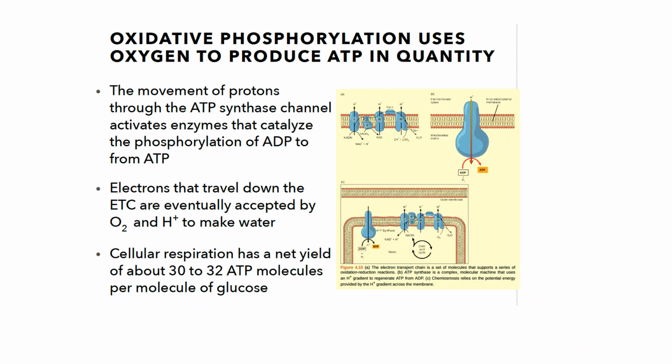Protons flow back across the membrane through a protein channel called ATP synthase. The movement of protons through ATP synthase activates enzymes that catalyze the phosphorylation of ADP to form ATP. Electrons traveling down the electron transport chain are eventually accepted by oxygen and hydrogen ions to form water. Overall, cellular respiration yields approximately 30 to 32 ATP molecules per molecule of glucose. This high ATP output makes aerobic respiration extremely efficient.